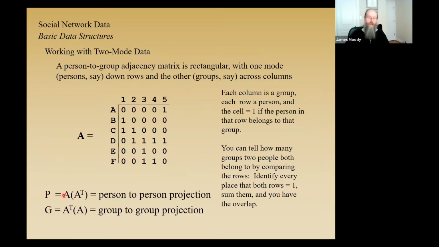The matrix times its transpose will give you the person matrix, and the transpose times the matrix will give you the group matrix, for example. And this is a fun way to store the data. And again, you can also do this as an adjacency list or an arc list. It's just that the 2 modes are separated out that way.